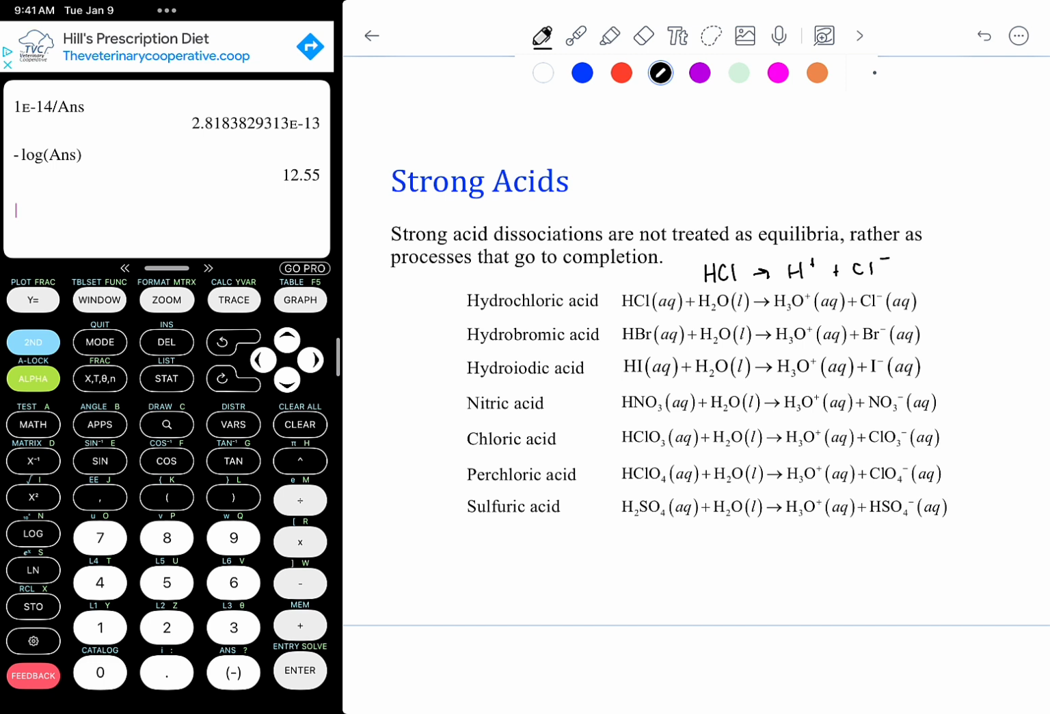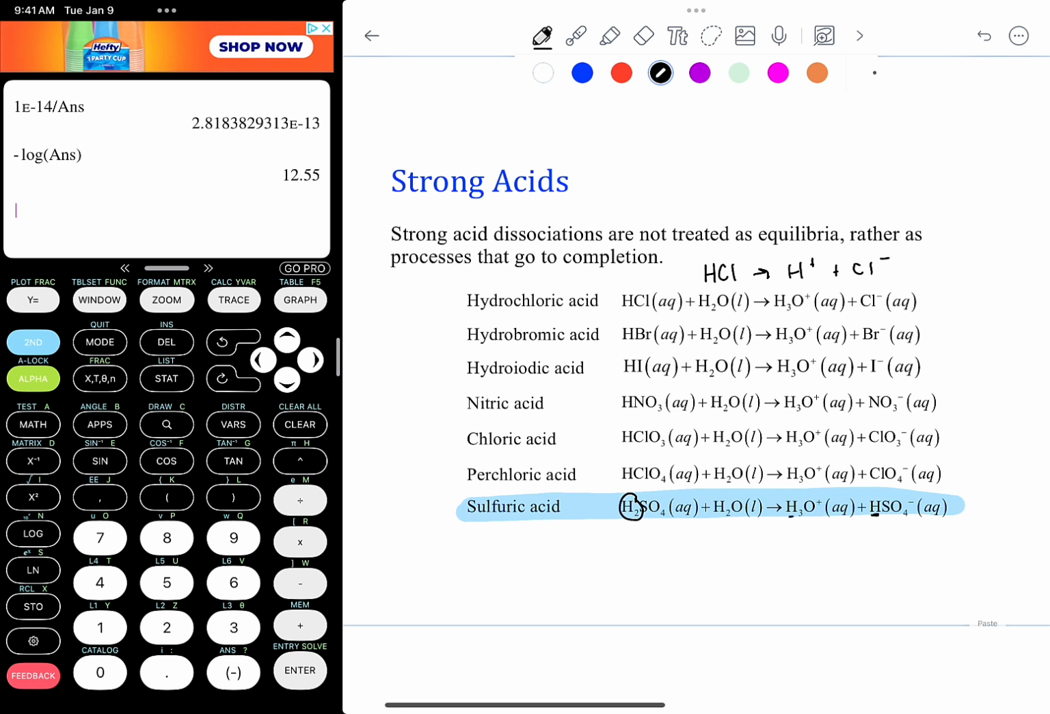The only one I want to make a specific note about is sulfuric acid. Sulfuric acid is our only one that has 2 hydrogens, which we talk about more in a future lecture when we talk about multiple hydrogens in acids. But you need to remember that when it breaks down, only one of those hydrogens is being removed and put onto the water.